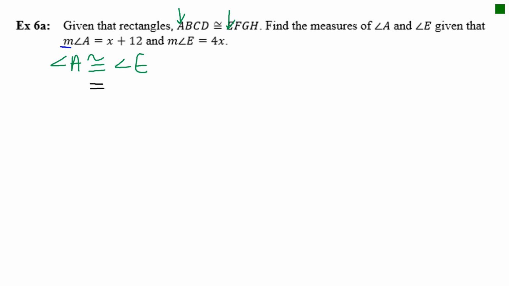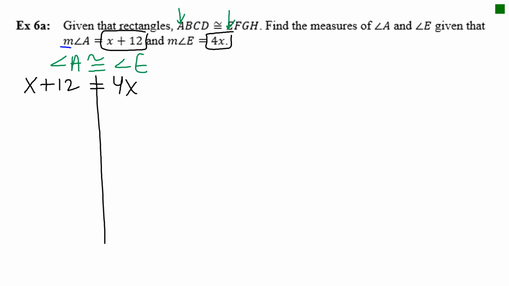Now, wherever I see angle A, I'm going to replace it with the quantity x plus 12. Wherever I see angle E, I'm going to replace it with the quantity 4x. Here's my equation that I'll be able to solve for x. No need for the distributive property because there are no parentheses. If we try to combine like terms, on the right there's only a 4x. On the left, we can't combine x with 12.